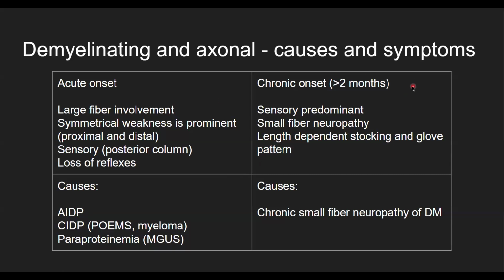And similarly for this axonal pattern, it is a small fiber length dependent stocking and glove pattern. And the common example is diabetes. I hope I'm not giving too much information and it is making sense to you. You are able to build the information that what we are talking right now is neuropathy. And in neuropathy, we are discussing either large versus small fiber or demyelinating and axonal. In either case, on one side we are seeing the dorsal column and corticospinal tracts, and on the other side, we are seeing the spinothalamic tracts. All right.